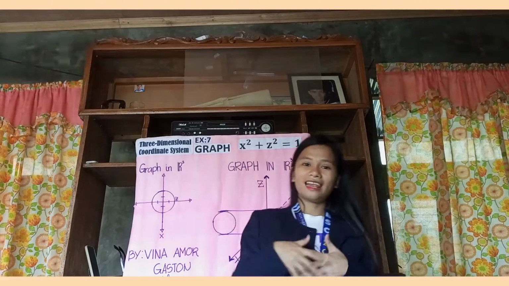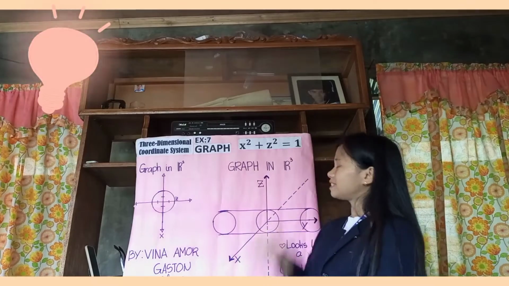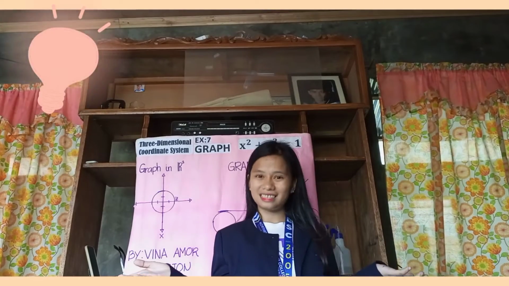So that's it, everyone. I hope you learned something and I hope I clearly discussed how to graph x squared plus z squared equals 1 in a three-dimensional coordinate system.